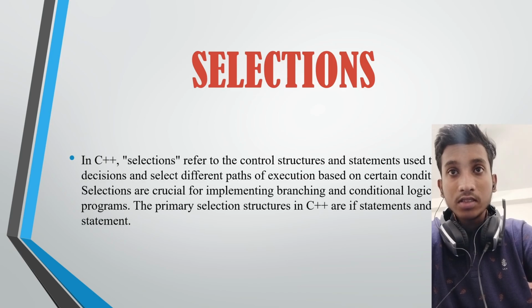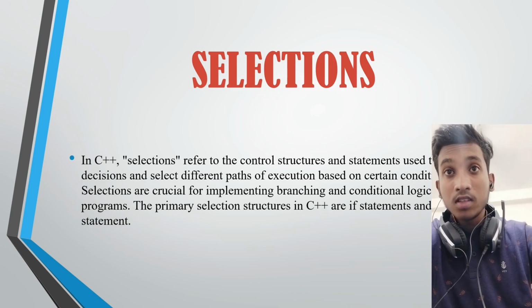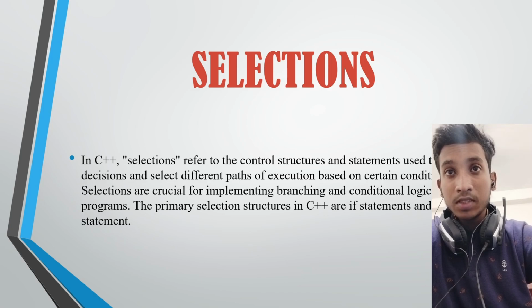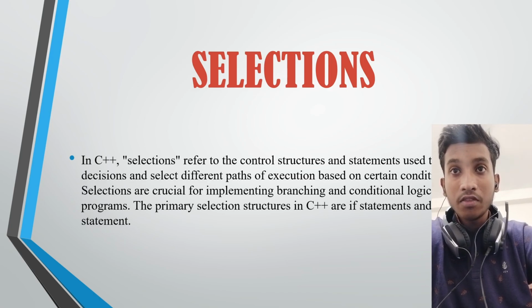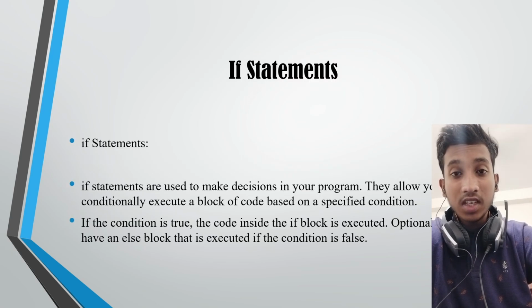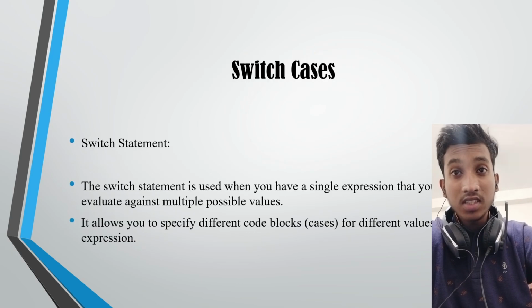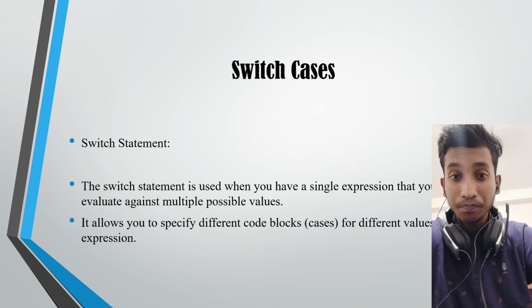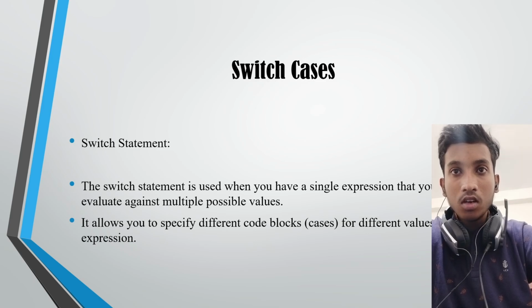And then the selections, the third component, selection. In C++, selection refers to the control structures used to make decisions, choosing different parts of the execution based on certain conditions. The primary selection structures in C++ are the if statement and switch cases. They are the main components on the selection side. And finally, the switch statement.